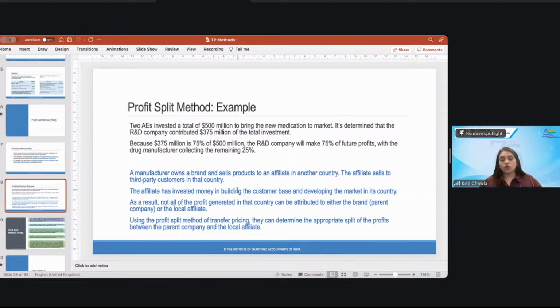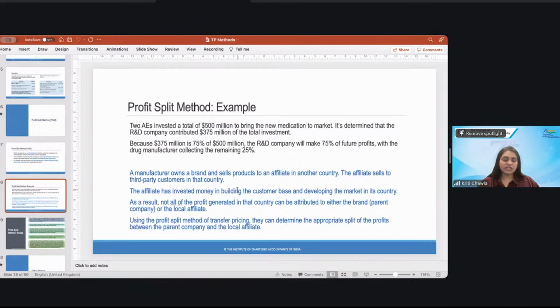So what we decide is, today they have contributed this much. Going forward, they will be getting a lot of profits. Now the profits will be divided in the ratio of 75:25. So the R&D company will get 75% of future profits, and the drug manufacturer, or the other companies that have done other tasks, will get the remaining 25%.